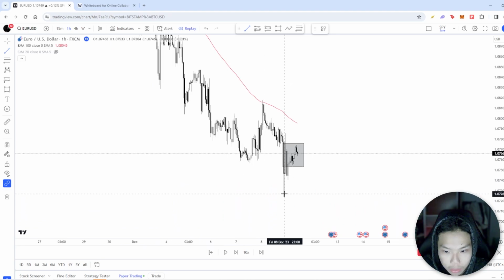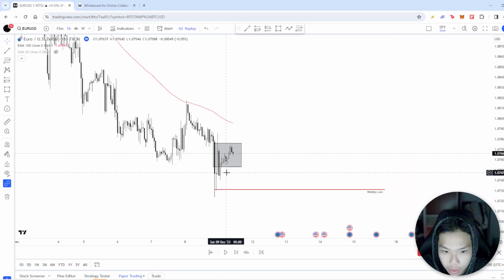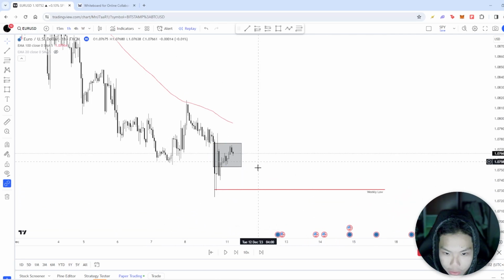But what I know is that this level over here was the previous weekly low. So I want to see what price action does to this level for me to even determine what my trade direction is going to be for the rest of the week. So let's see what price action does over here for me to react and determine my bias for the week.